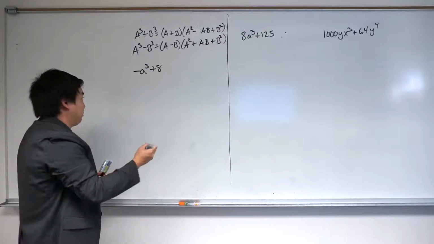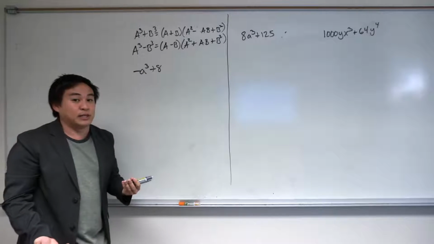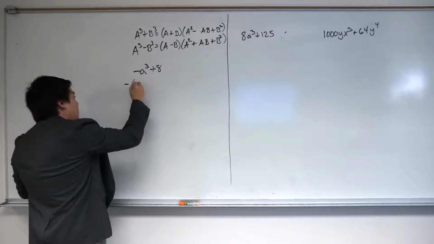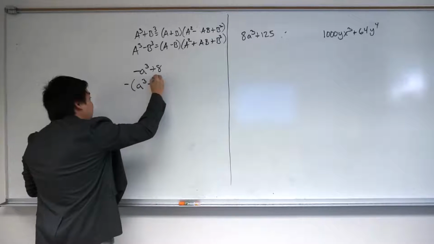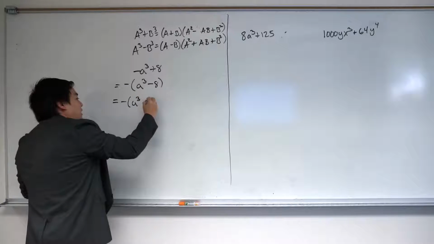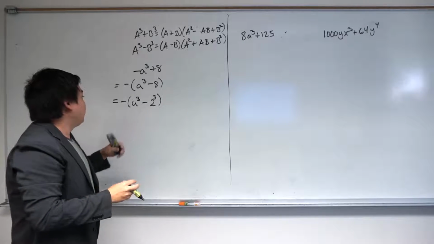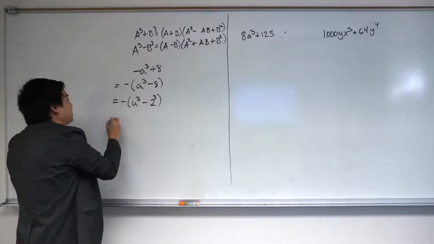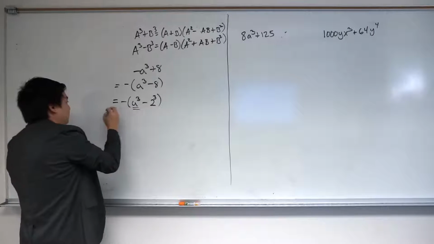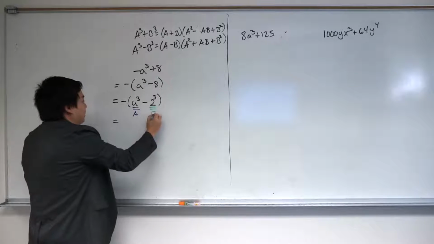So let's go ahead and do an example: negative a cubed plus 8. I'm going to do it in two ways. The first way is to factor out a minus 1 and write it as a cubed minus 8, which can be written as a cubed minus 2 cubed, because 2 to the third is 8. So that's the a, and the 2 is the b.